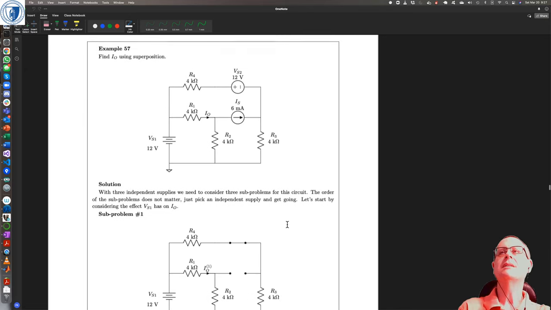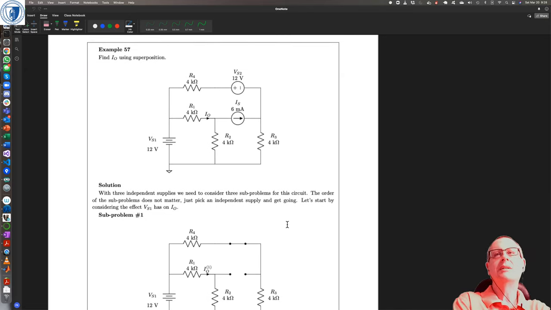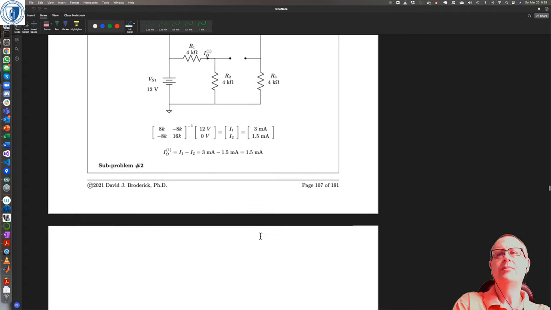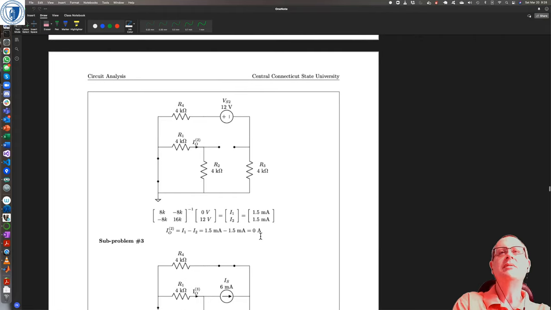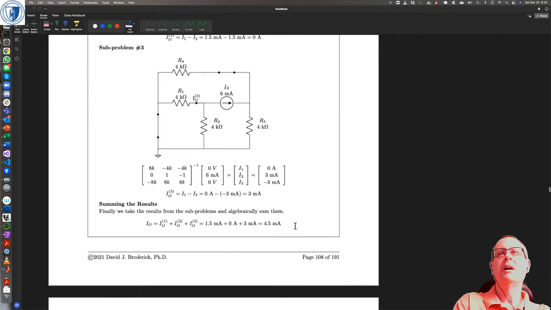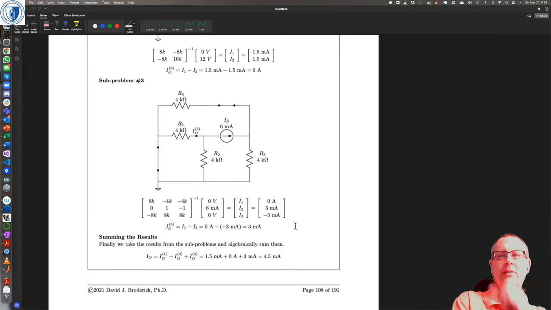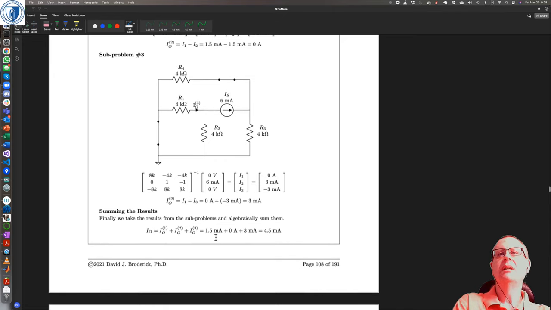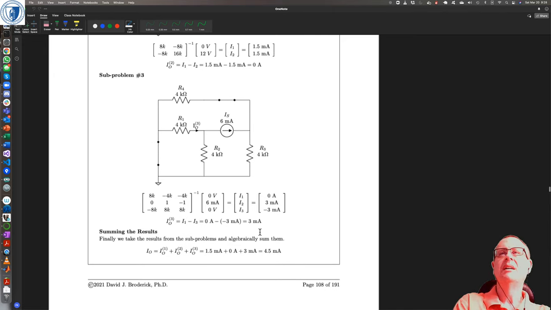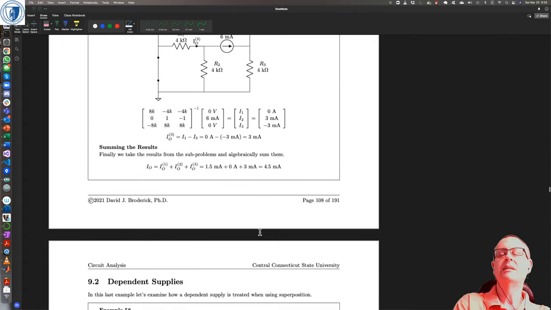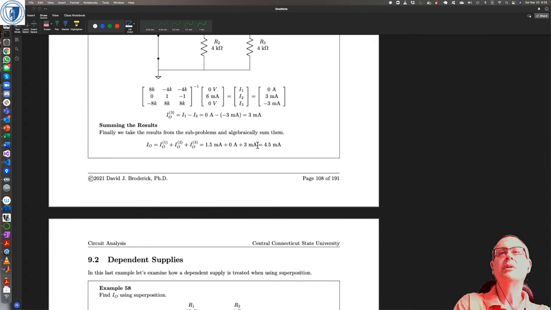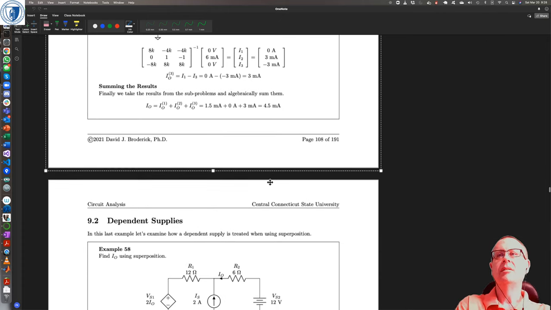Okay, and then we get some slightly more complicated circuits. All right, here we've got two voltage sources and a current source. So this means we have to solve three separate problems. First of all, keeping VS1, then keeping VS2, and then finally keeping IS. And then we get an answer out the end by summing the three separate values.